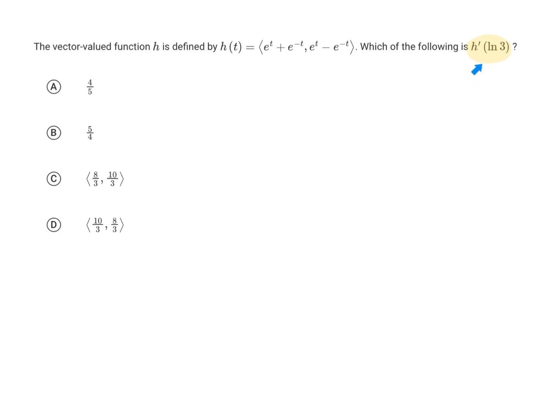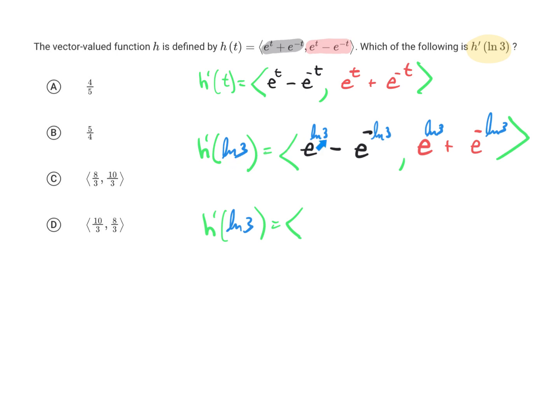To find h prime of the natural log of 3, we'll need to take the derivative of h. So just take the derivative of the horizontal component and the vertical component separately. Be careful of your chain rule. And now we can evaluate x prime when t is the natural log of 3. All right, we just substitute it in, and now we'll simplify.